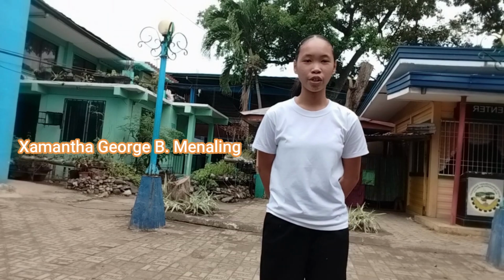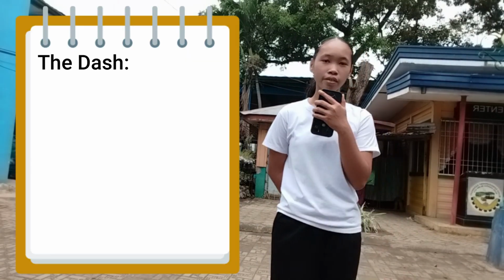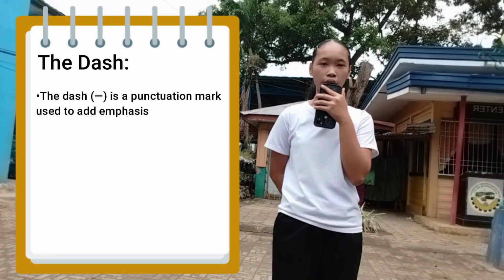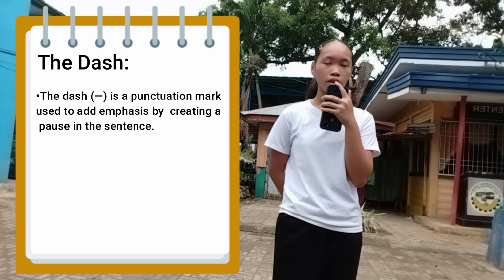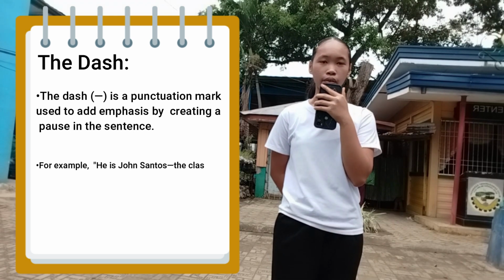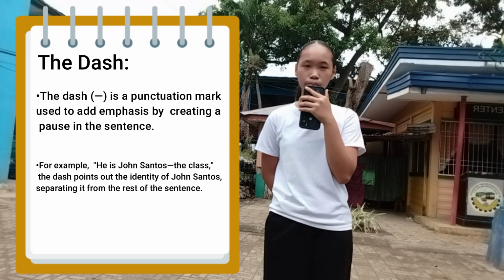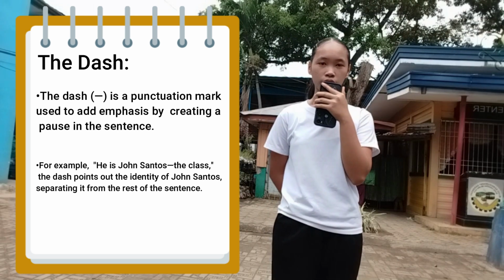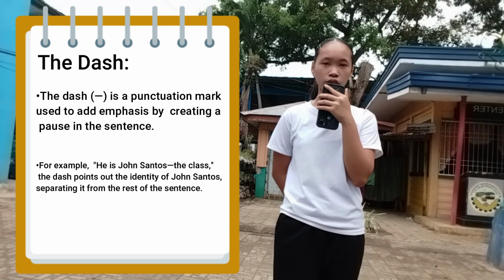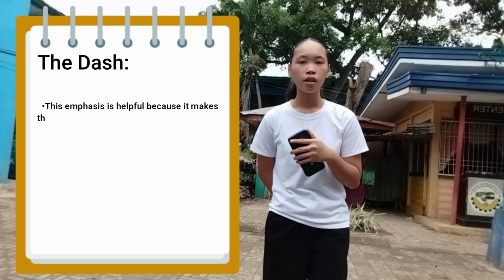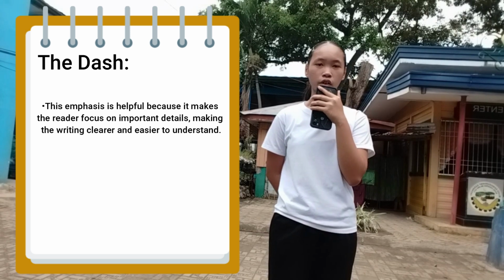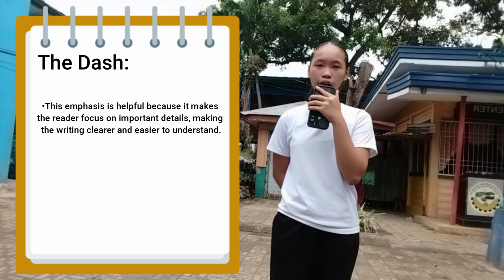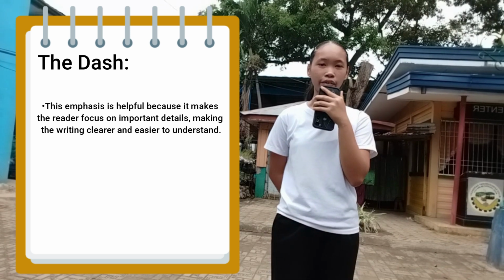Hi, I'm Samantha George B. Minaling. The dash is a punctuation mark used to add emphasis by creating a break in the sentence. For example, he is John Santos, the class president. The dash points out the identity of John Santos, separating it from the rest of the sentence. This emphasis is helpful because it makes the reader focus on important details, making the writing clearer and easier to understand.